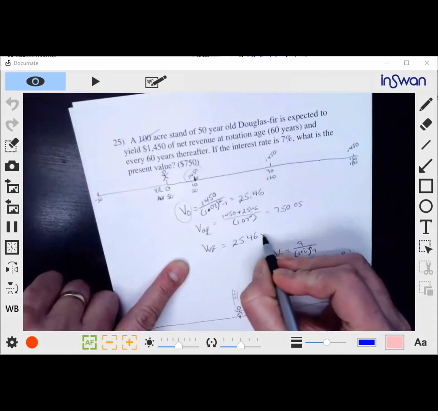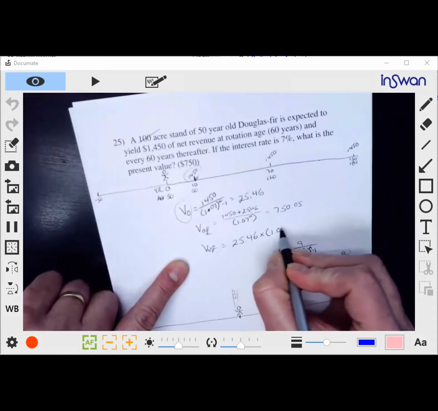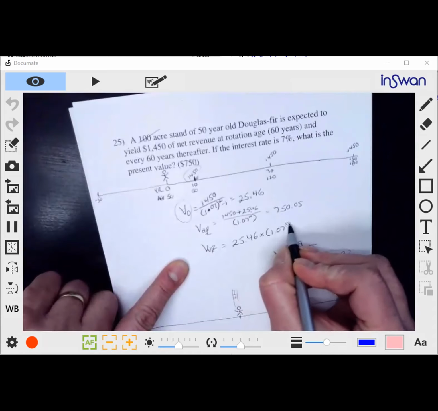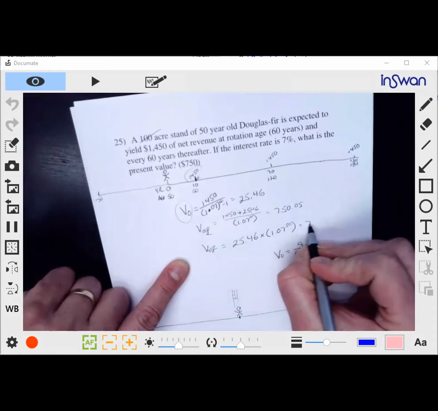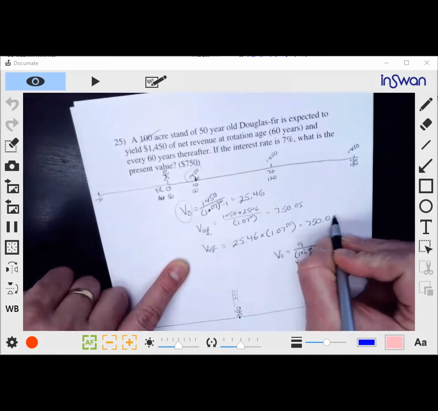And there my VO for where I'm standing in the end is going to equal 25.46 times 1.07 to 50. You know what that's going to equal? $750.05.